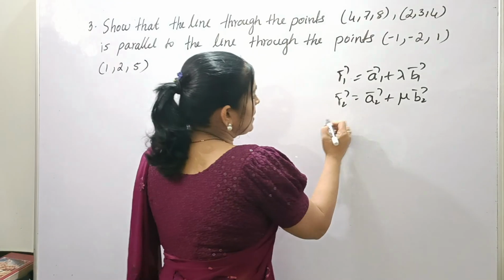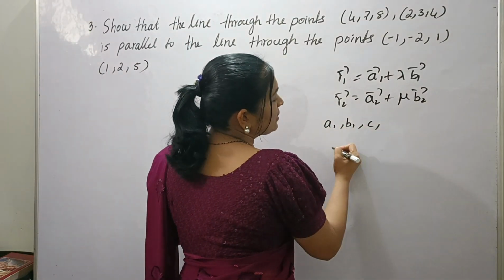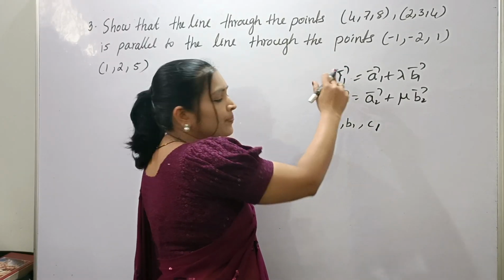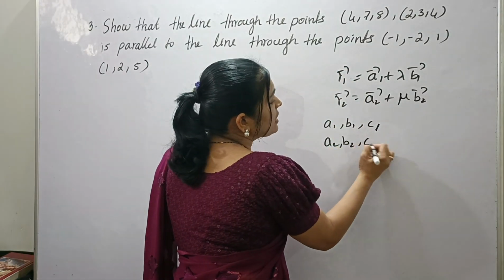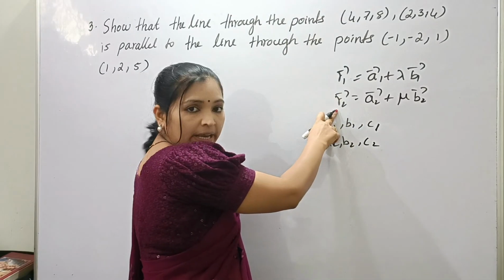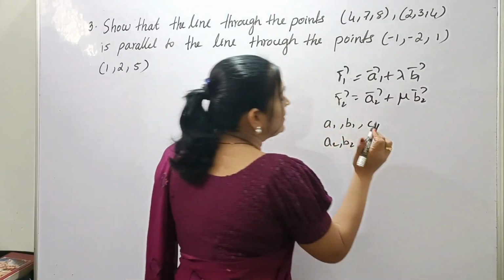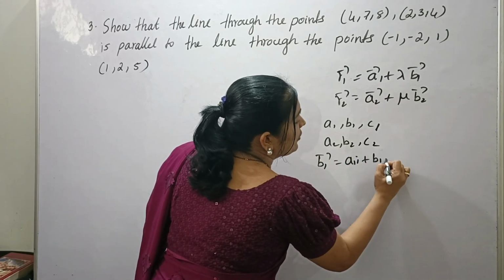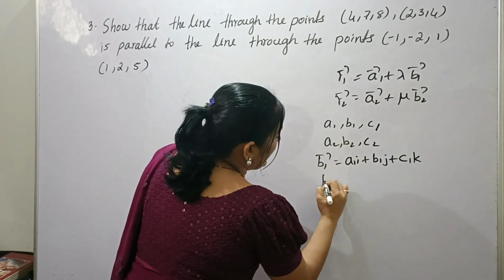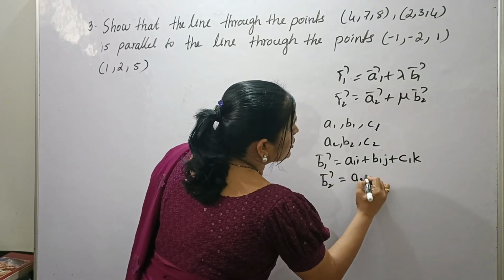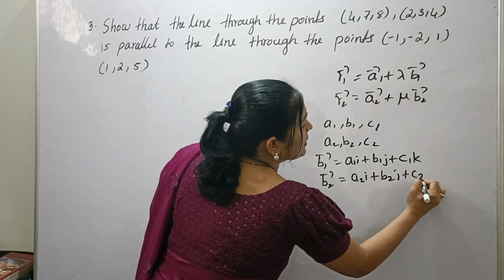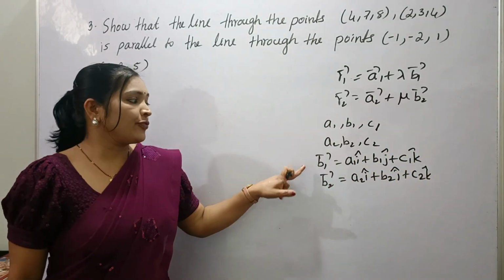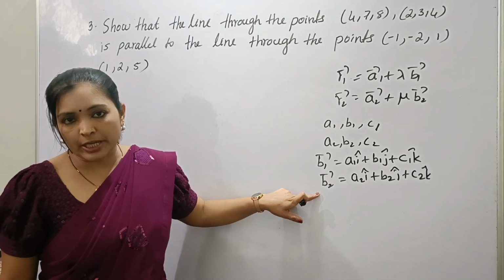Here suppose a1, b1, c1 are the direction ratios of the first line, and a2, b2, c2 are the direction ratios of the second line, vector r2. Then vector b1 is equal to a1i plus b1j plus c1k, and vector b2 is equal to a2i plus b2j plus c2k, right? And here we have vector b1 parallel to vector b2.